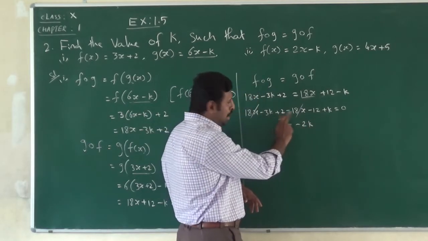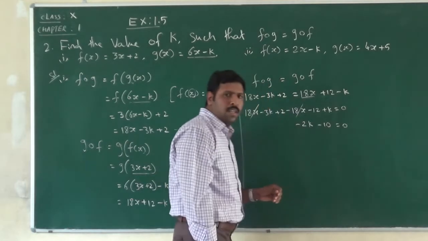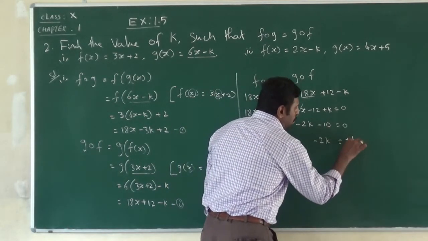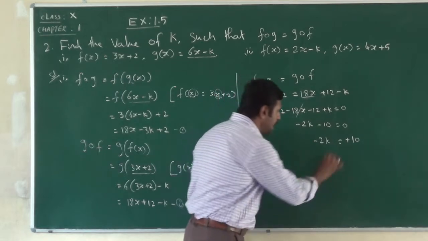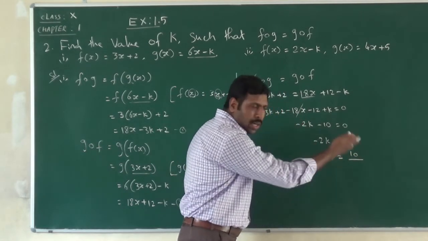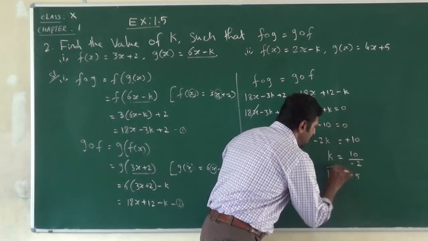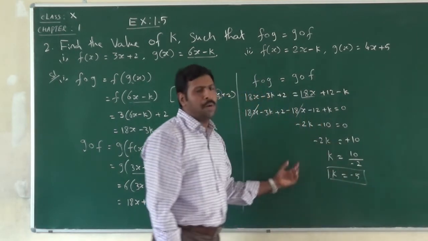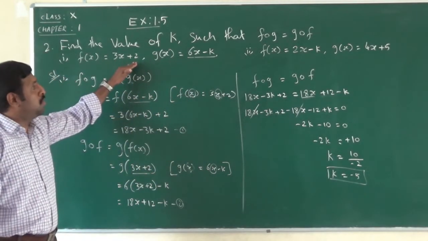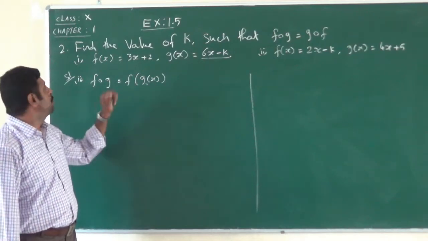Here we have plus 2 and minus 12. When we subtract, we get minus 10 equal to 0. Now minus 2k plus... taking the 10 to the other side, we get plus 10. Then minus 2k equals 10. Taking the minus 2 to the other side means division, so k is equal to minus 5. Dividing the terms, we get k equal to minus 5. This is the value for the first Roman numeral, where f of g is equal to g of f. Next we see the Roman numeral 2 for the sum.